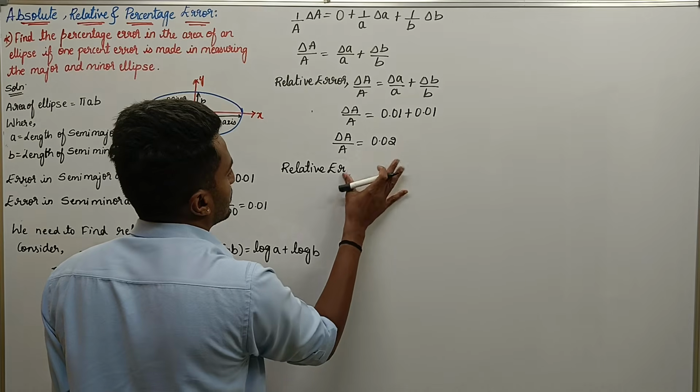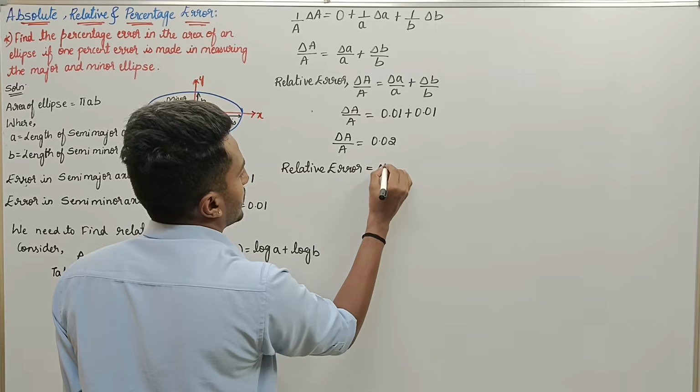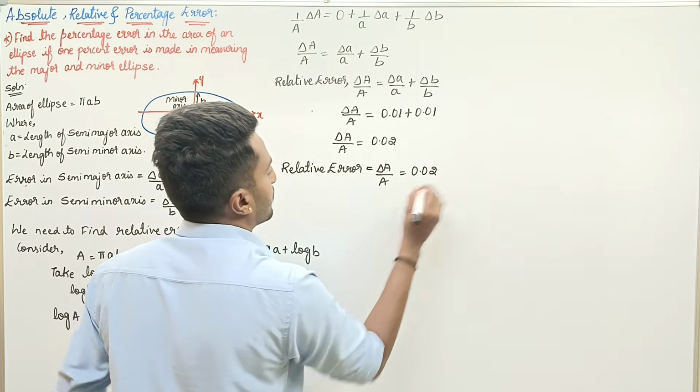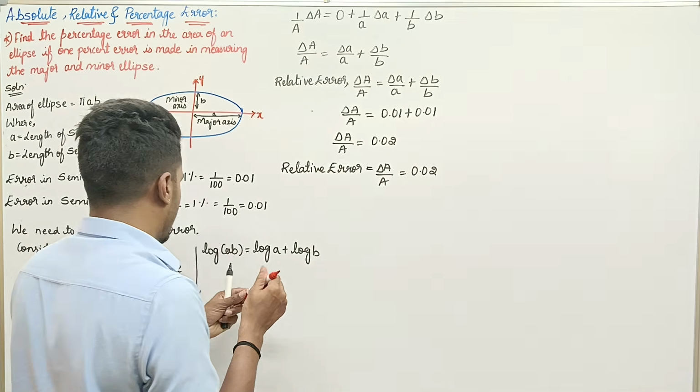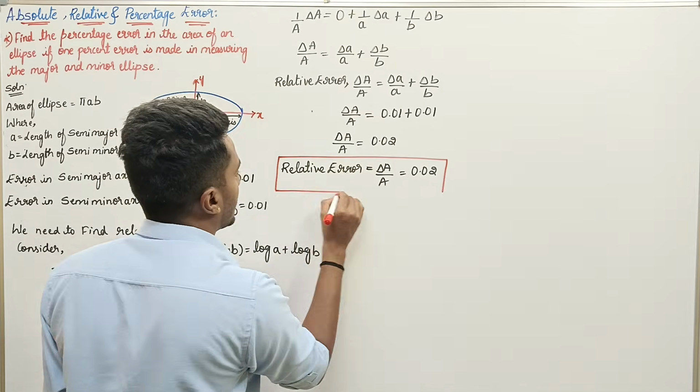Relative error, which is del A by A, is equal to 0.02. This we call the relative error of the given area of the ellipse.